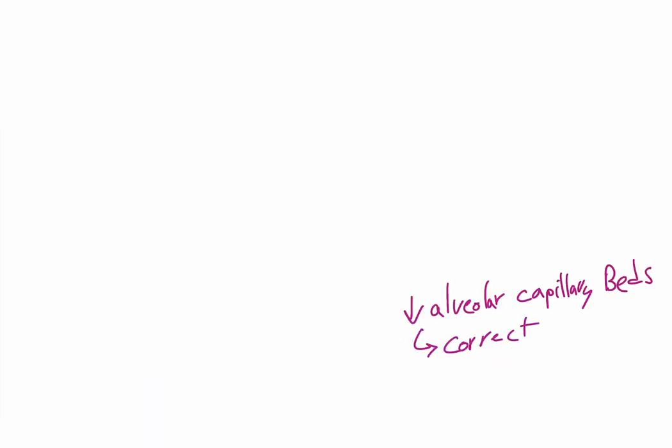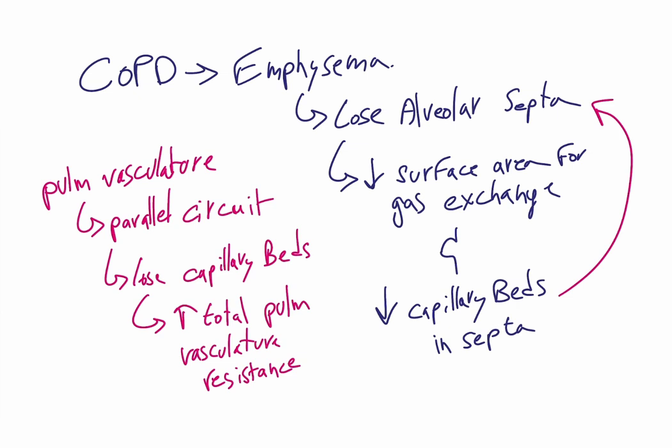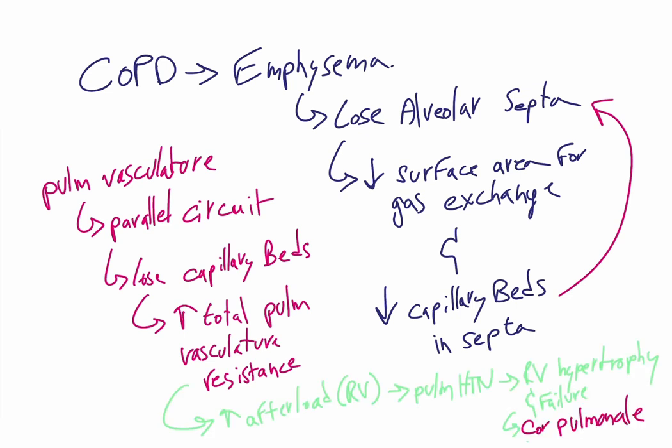Moving on to decreased alveolar capillary beds, this is correct, so let's break it down. In COPD, specifically the emphysematous component, you lose alveolar septa. That means you have a loss of surface area for gas exchange and loss of capillary beds embedded in those septa. The pulmonary vasculature is a parallel circuit, and resistance in a parallel circuit is reduced by the number of available pathways. If you lose capillary beds, you increase the total pulmonary vascular resistance, which in turn leads to increased afterload of that right ventricle. You'll have pulmonary hypertension, as well as right ventricular hypertrophy and failure. This is cor pulmonale. So, decreased alveolar capillary beds is the mechanism for cor pulmonale. They especially like to test this on your licensing exams.